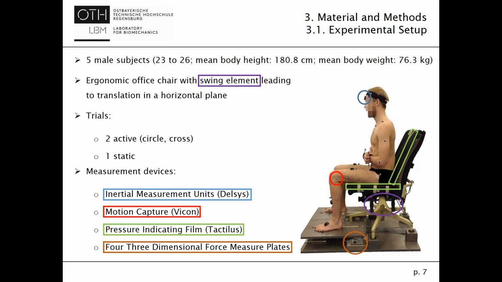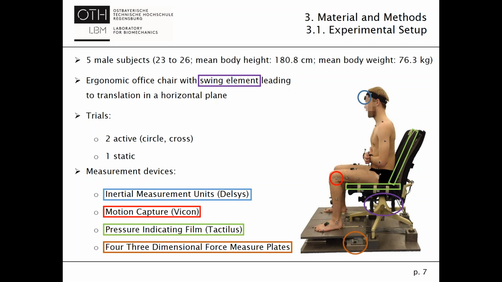And then we have 2 active trials. The first one is a circle trial. There the test subjects conduct a circular movement with the hip, leading to an equivalent horizontal displacement of the seat pan. And the second trial is a cross trial, meaning that we have alternating one-directional movement forward and backwards, and after that in the lateral direction, meaning first to the left side and then to the right side. And to compare the results of the dynamic trials, we have also made a static trial.